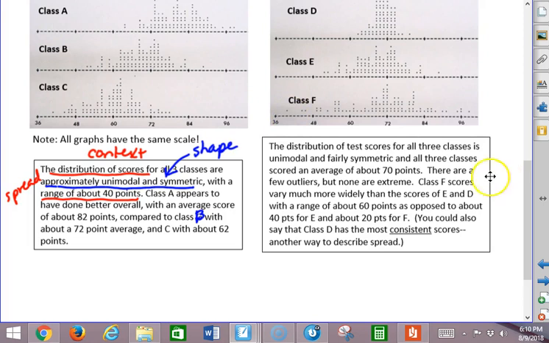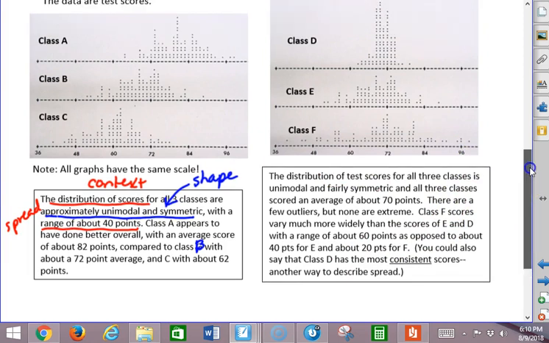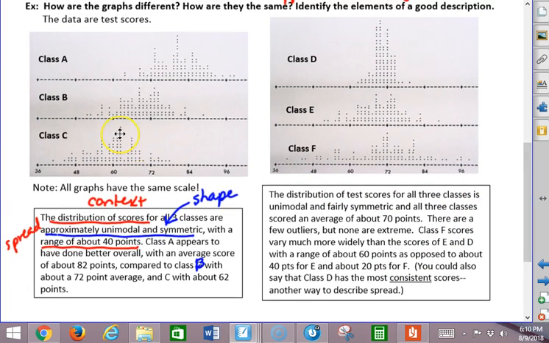Let me get back to what I was reading. Class F scores vary much more widely than the scores of E and D, with a range of about 60 points as opposed to about 40 points for E and about 20 points for D. You could also say that Class D has the most consistent scores, which is another way to describe spread. So these are some examples of how to write and use those four characteristics in context to describe and compare three groups of data.